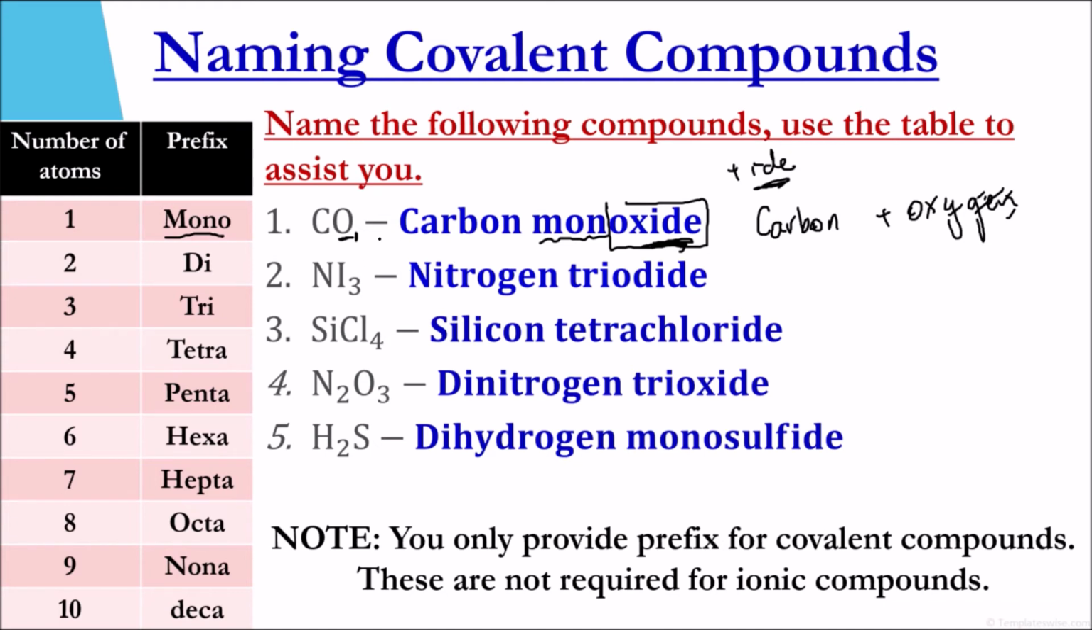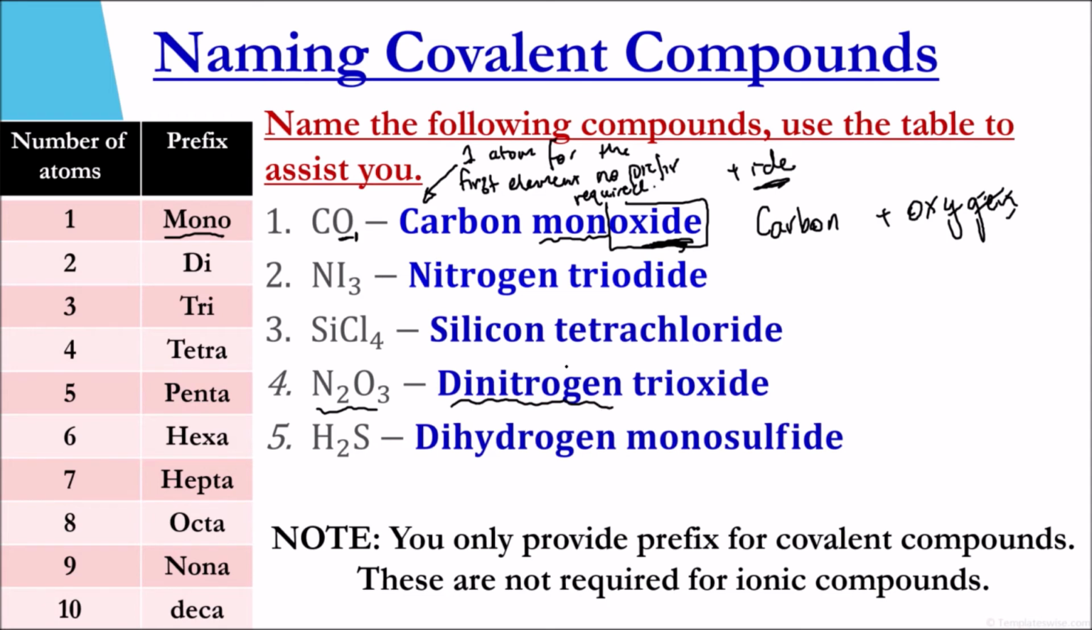You might be wondering, therefore, why don't we give carbon the same naming? So remember, if there's only one atom for the first element, no prefix is required. And that's an important thing to note. We can look at example 4 here. We have nitrogen, and there's 2 of them. So we're going to call it dinitrogen.